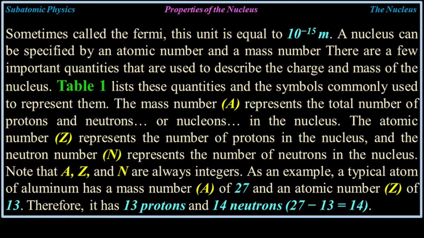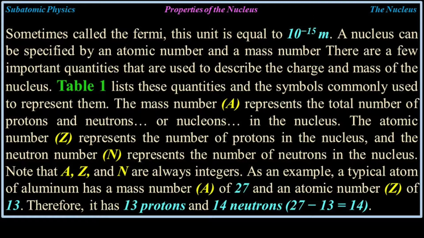The atomic number Z represents the number of protons in the nucleus, and the neutron number N, capital N, represents the number of neutrons in the nucleus. Note that A, Z, N are always integers.